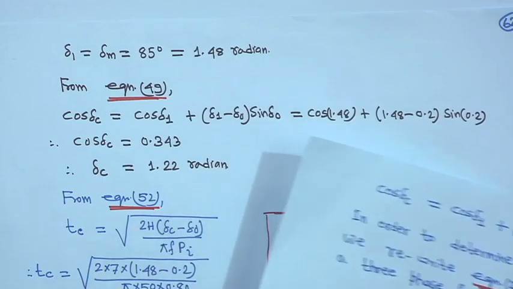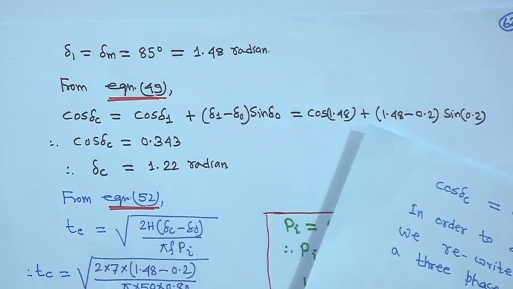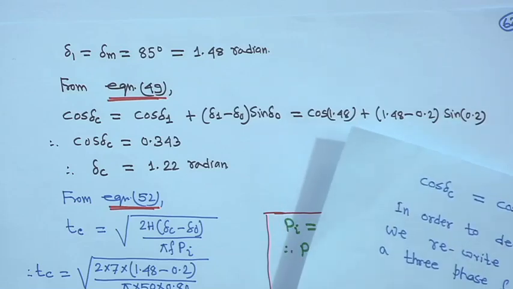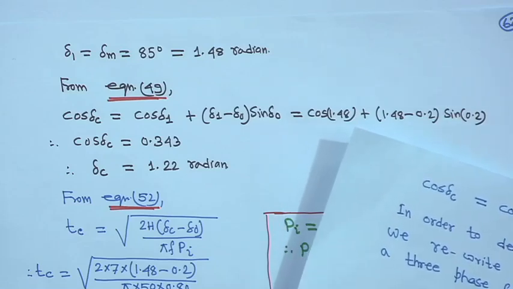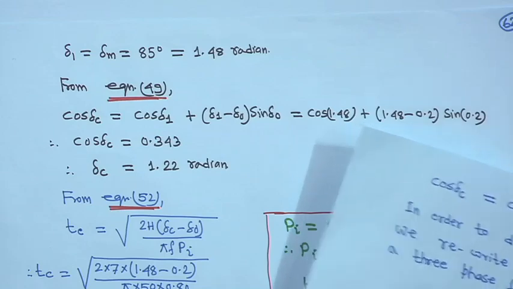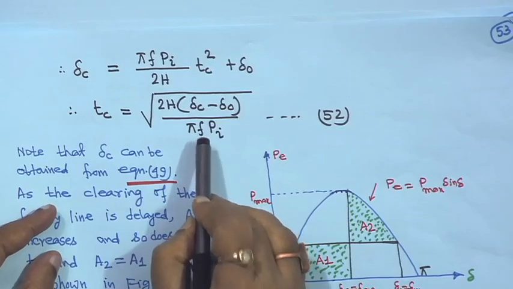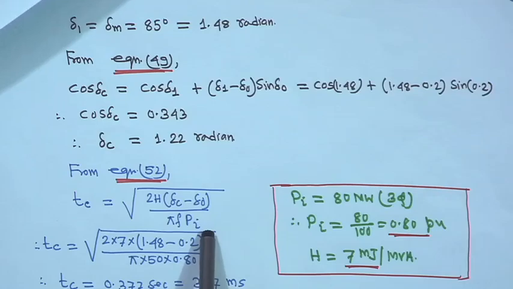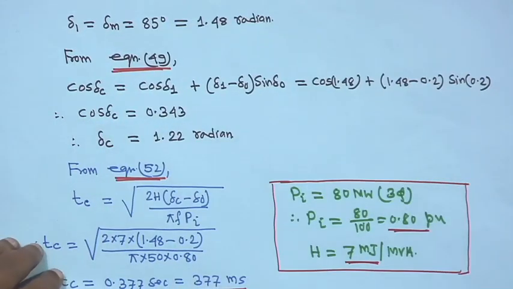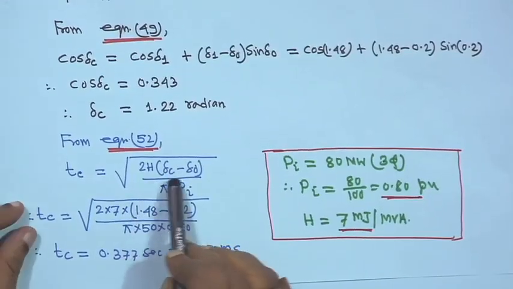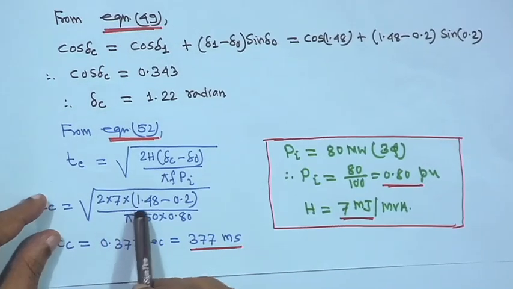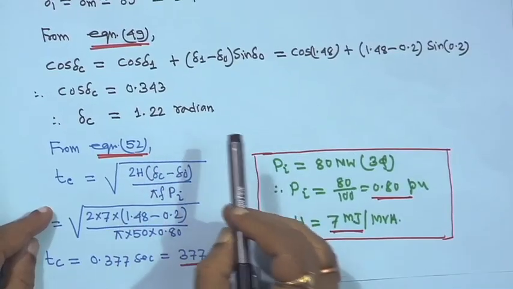And from equation 52, your critical clearing time expression is given. From equation 52, T c is equal to the same equation we are rewriting, and you put all the values: H value, delta c minus delta 0 upon pi a p I. So, H is given 7, so 2 into 7, delta c we have computed, right.